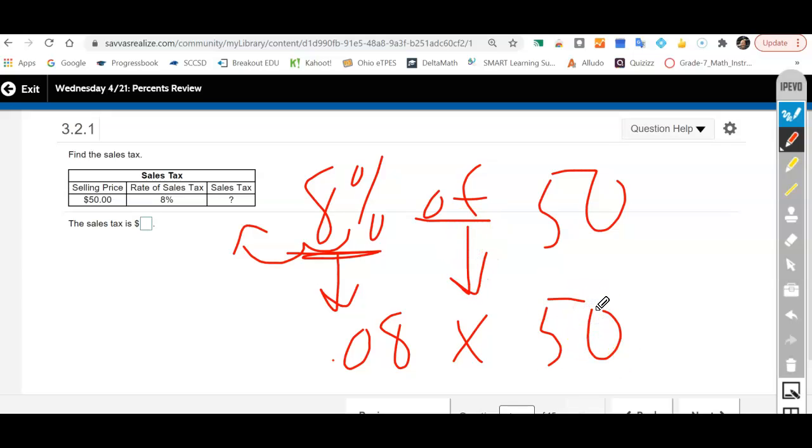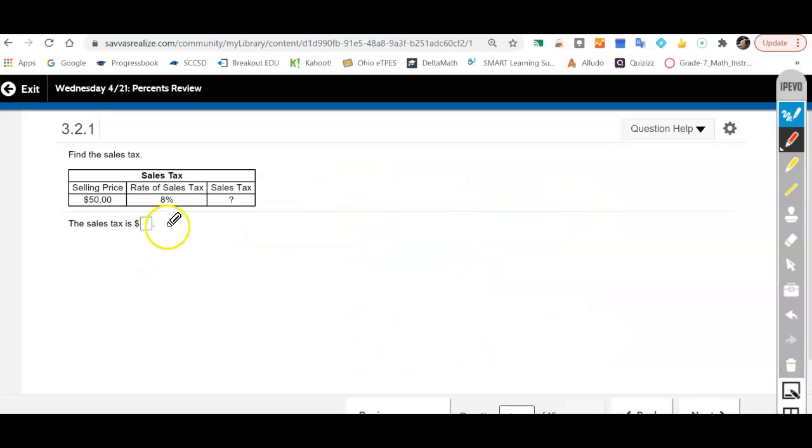Now we can multiply. So some of these, though, if it's a discount, you would have to go back and subtract. If it was asking us for the total price after tax, we would have to go back and add whatever we got there. So you got to be careful on some of these.